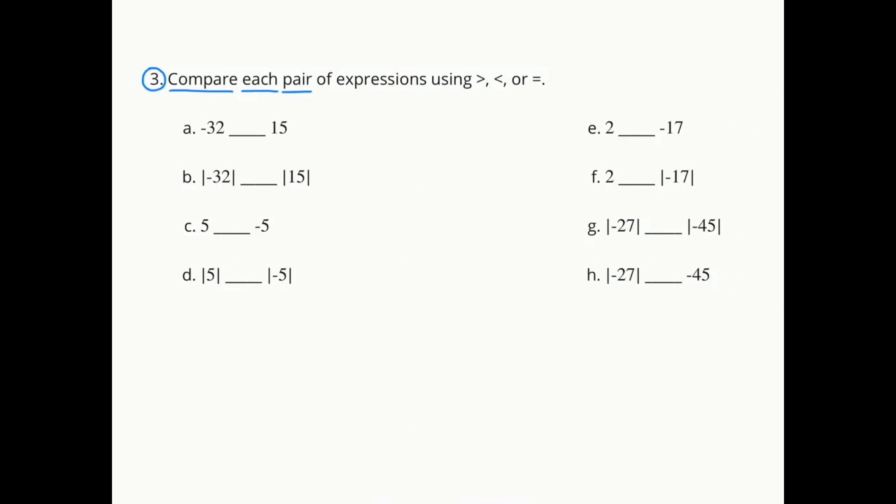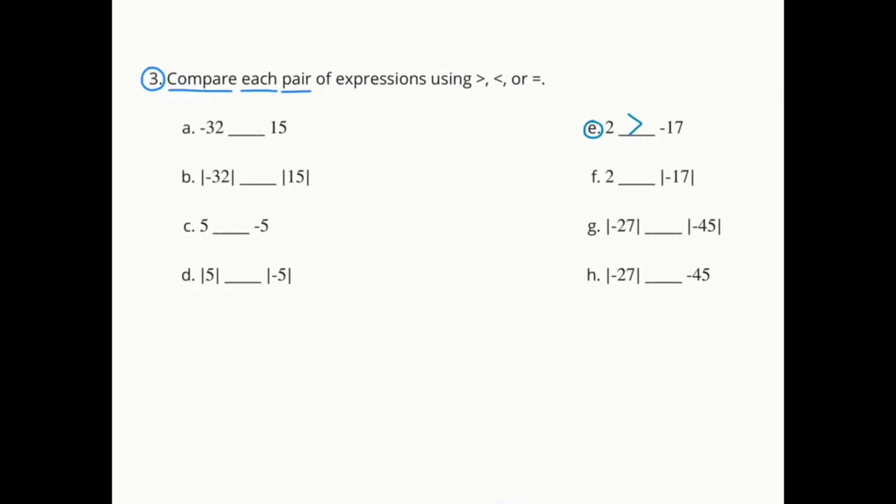Number 3. Compare each pair of expressions using greater than, less than, or equal to. A. -32 is less than 15. B. The absolute value of -32 is greater than the absolute value of 15. C. 5 is greater than -5. D. The absolute value of 5 is equal to the absolute value of -5.